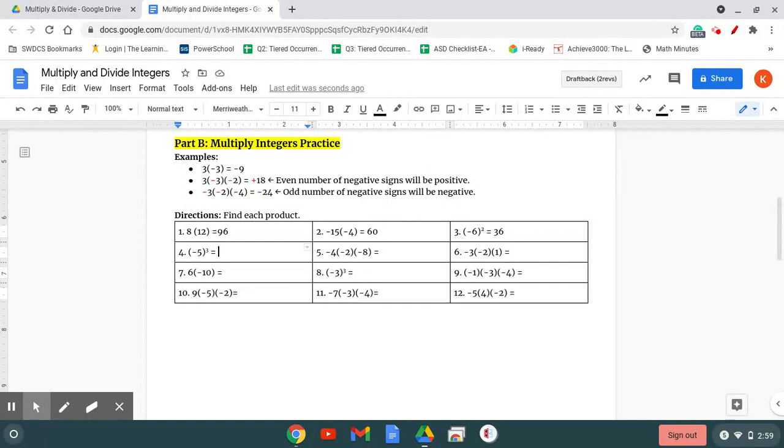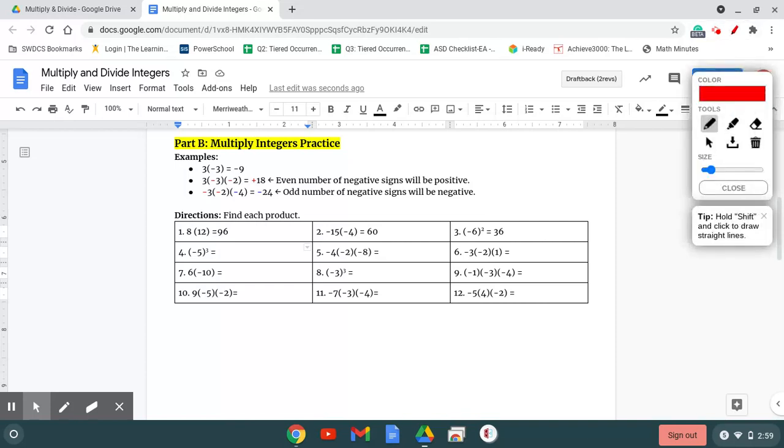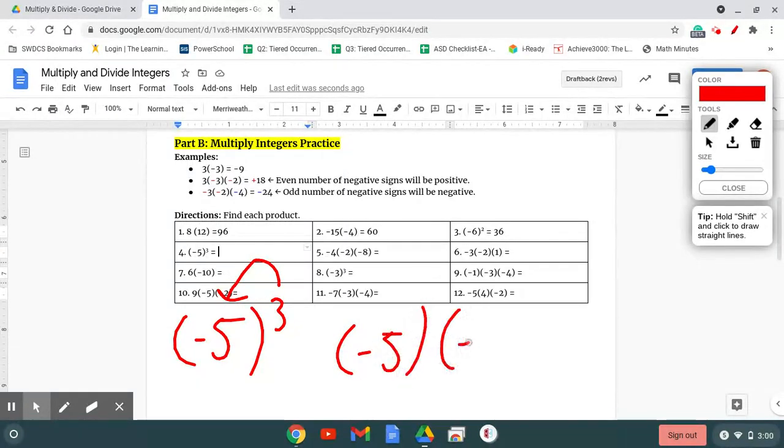All right, number 4. Now it's cubed, which is the exact same rule as we had with the squared, except it's a little 3. When something is cubed, it means we have 3 of whatever is inside that parentheses. So we're going to have 3 negative 5s. Make sure you write this down. So we're going to have -5 times -5 times -5. I have no idea what that is in my head.